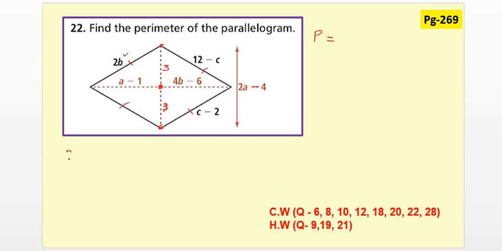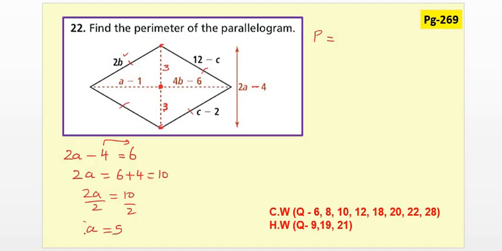So we can make the equation 2a minus 4 equals 6. So 2a equals, move this 4 to the other side, so it will become 6 plus 4, that will be 10. So we can divide each side by 2 to get the value of a. So it will give us a equals 5. So we got the value of the first variable.